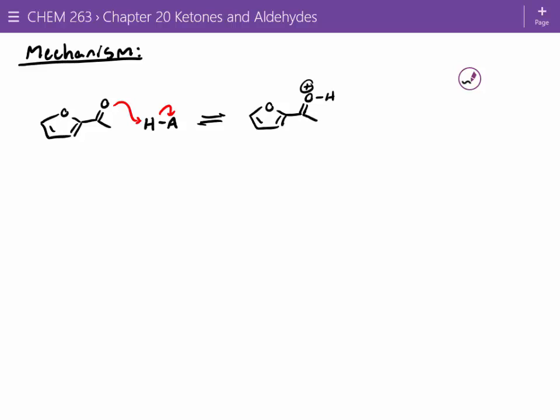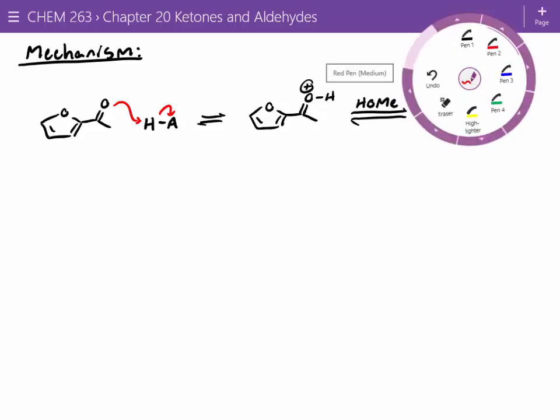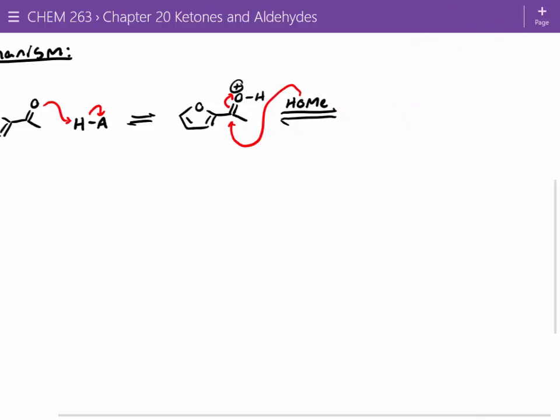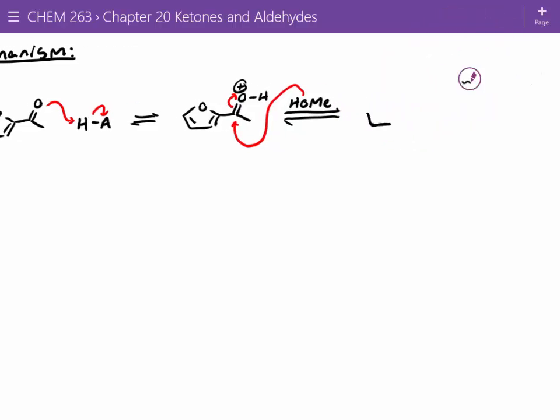Now we've got alcohol floating around. And in the problem of the day, we had, was it methanol? Yeah, it was methanol. All right, so the alcohol attacks.